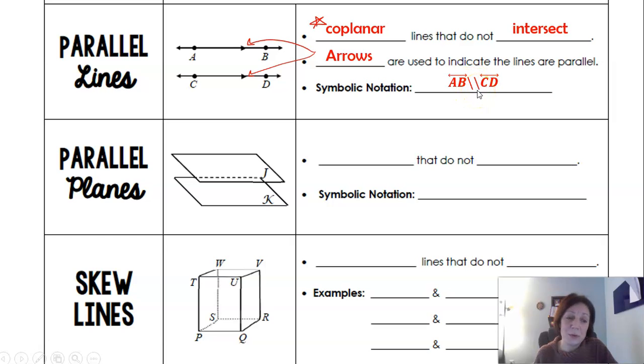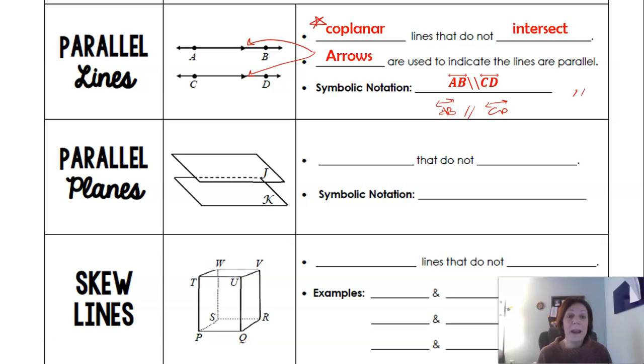It is important to note that it does not matter which way you slant your lines. I could also have written here AB parallel to CD. Doesn't matter which way you slant your lines, as long as you draw kind of like a mini version of two parallel lines. All right, so that's parallel lines. We know they're in the same plane, and we know they don't cross.